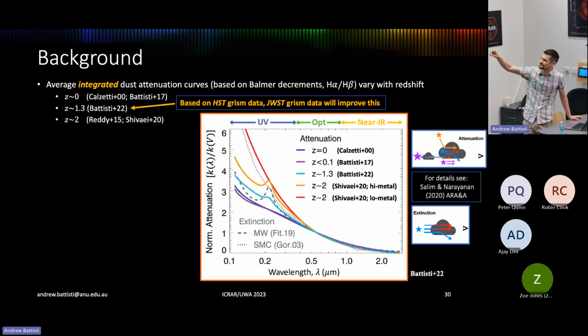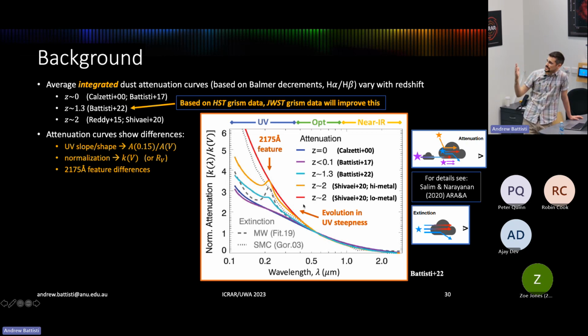So this figure here is illustrating our current understanding of dust attenuation curve evolution based on studies using this Balmer decrement technique. There are various ways you can do this, as I mentioned, but this one I think is the least prone to systematic issues. And what you can see from this figure, the colored lines are basically attenuation curves at different redshifts, is that there is a steepening in the UV slope as you go to higher redshifts. And this is probably linked to metallicity primarily.